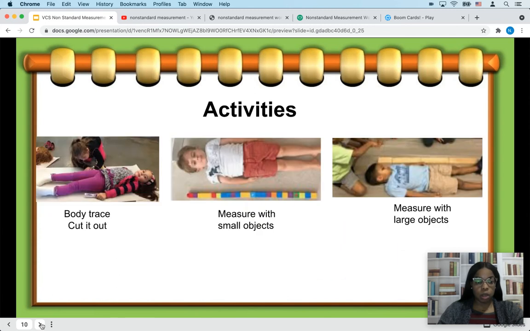You could also do a similar activity where students trace their bodies. And students typically enjoy this activity. They get to lay down. They're usually really laughing and having fun, and it's really silly. And another student can trace their body, and they're trying to be still. So it's really fun. And they could cut out their bodies and then measure it with smaller objects, again, such as Unifix cubes, or larger objects like long wooden blocks.